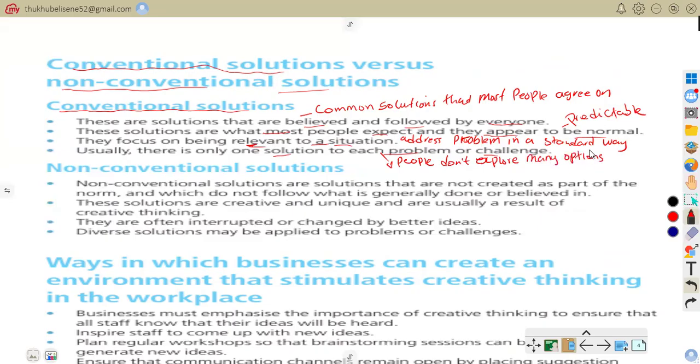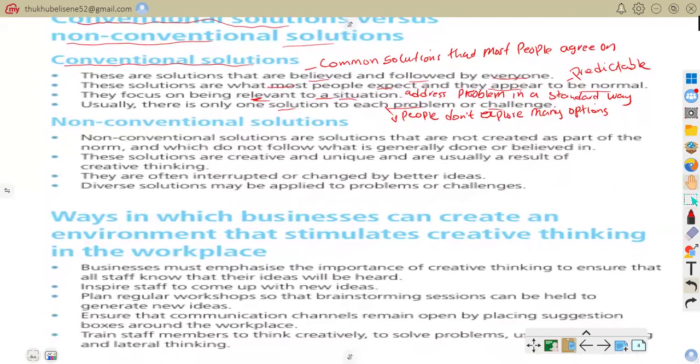Many options. Just the obvious one. Like you say, there is only one solution to each problem. So, for example, cutting cost is the only solution to increase profit. You see, that is what we mean. So now let us come to non-conventional solutions.